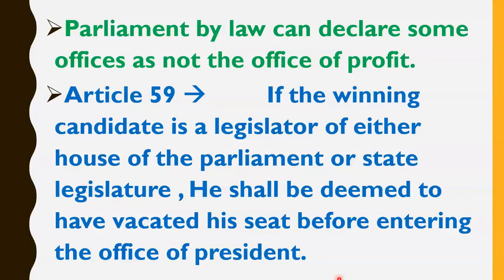State legislative assembly. Okay, so in short we can say that the person who is elected as the president of India, either he is a member of parliament or he is a member of legislative assembly, either he is an MP or he is an MLA. Now friends, that person has to leave his seat in the parliament or the state legislative assembly before entering into the office of president. Means he has to resign from the post of member of parliament or the post of member of legislative assembly before entering into the office of president. Okay, so this is the meaning of Article 59.